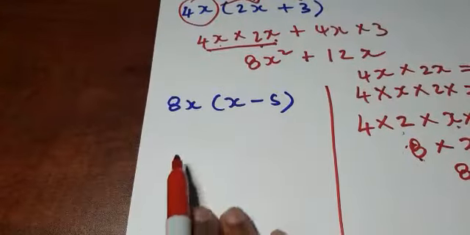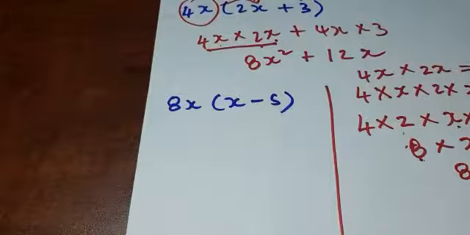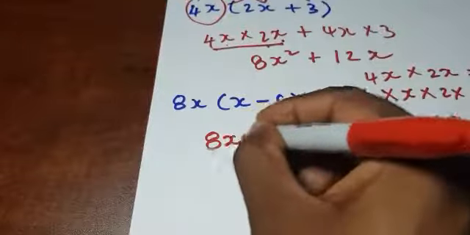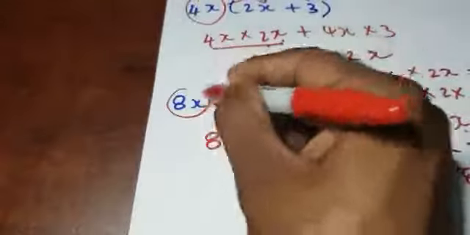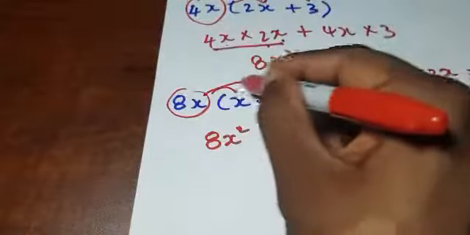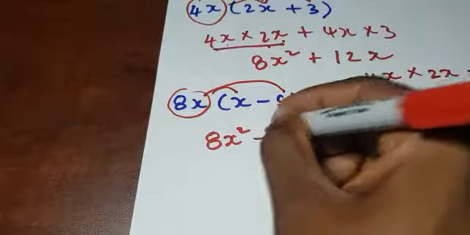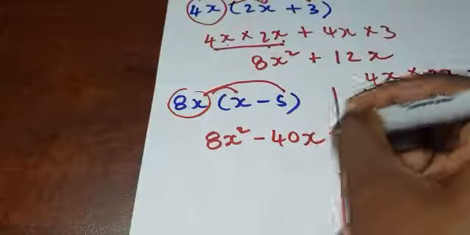So let us finish this question real quick. So 8x times x is 8x squared. And then 8x times minus 5 is minus 40x.